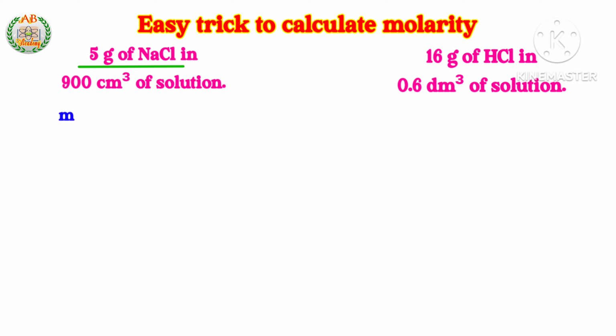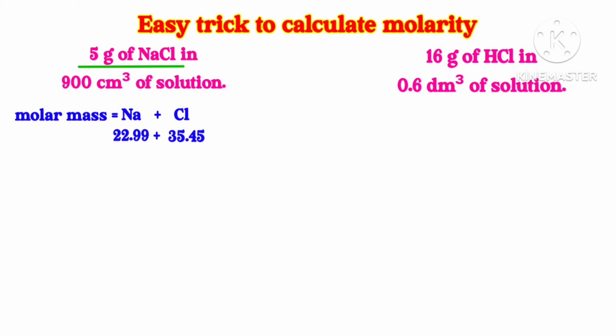Firstly, I find the molar mass of sodium chloride. I write sodium plus chlorine. The molar mass of sodium is 22.99 gram. The molar mass of chlorine is 35.45 gram. After addition, I get 58.44 gram. So the molar mass of sodium chloride is 58.44 gram.